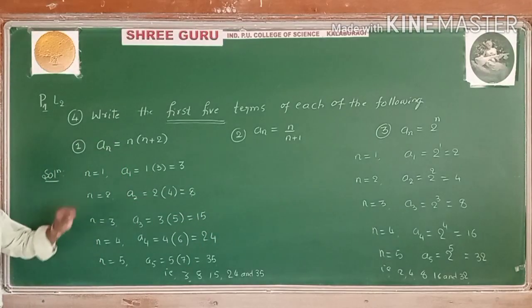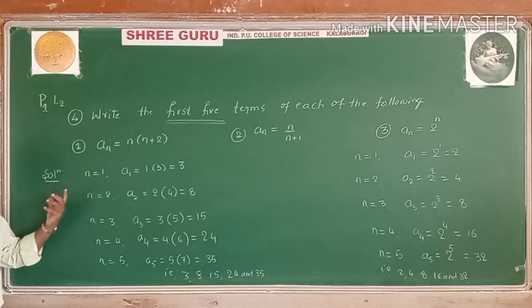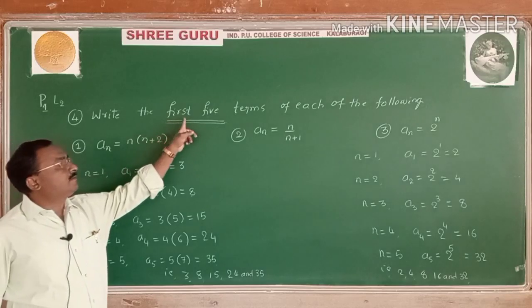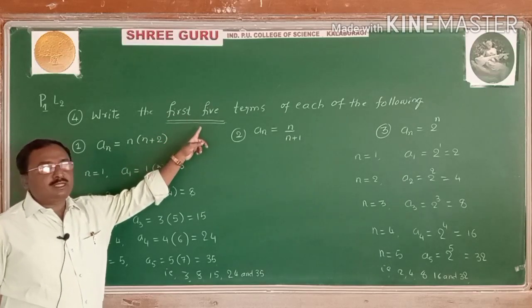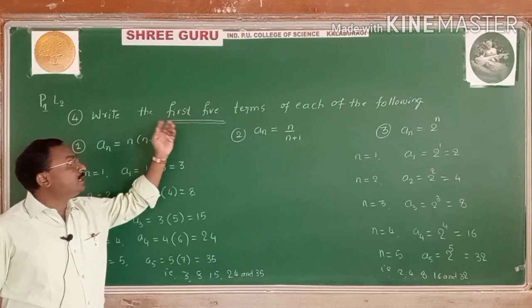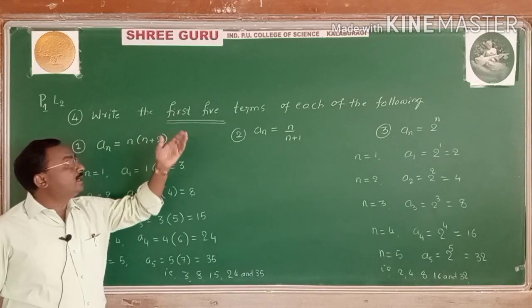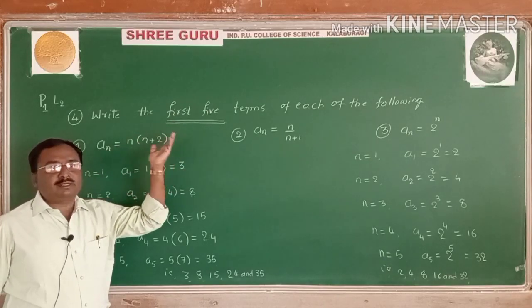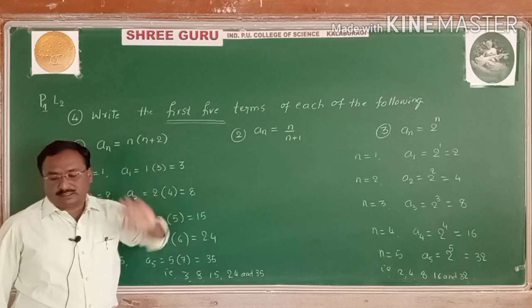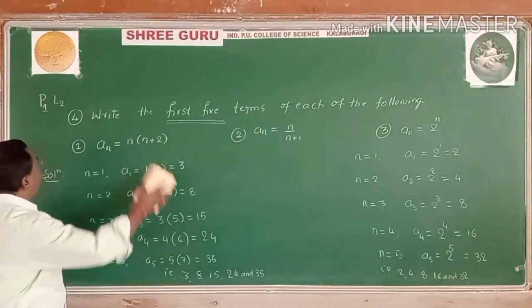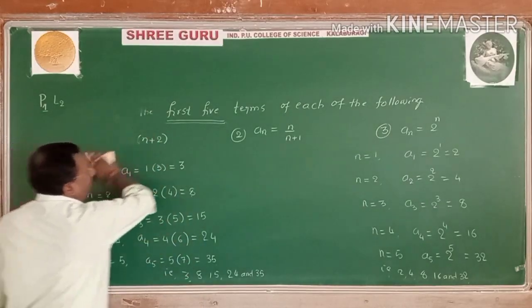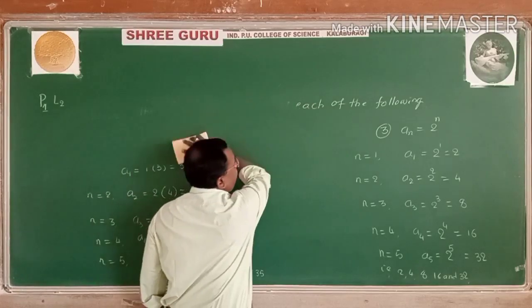Any doubt? The nth term is given. Substitute n with 1, 2, 3, 4, 5. Suppose first 5 terms are asked, then 1, 2, 3, 4, 5. Suppose 10 terms, then 1 to 10. Suppose 100 terms, then 1 to 100. Suppose the nth term is asked, put n as n. Here the nth term is already given. Next, the third one is complete.